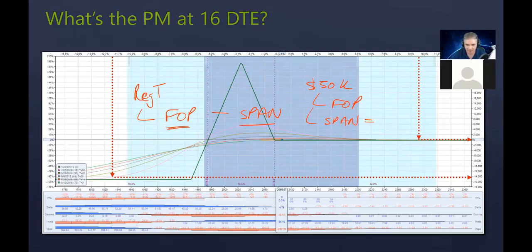And SPAN is going to give you relatively the same amount of leverage as PM. In some instances, actually, SPAN can give you more leverage than PM. So again, there are just slight differences.